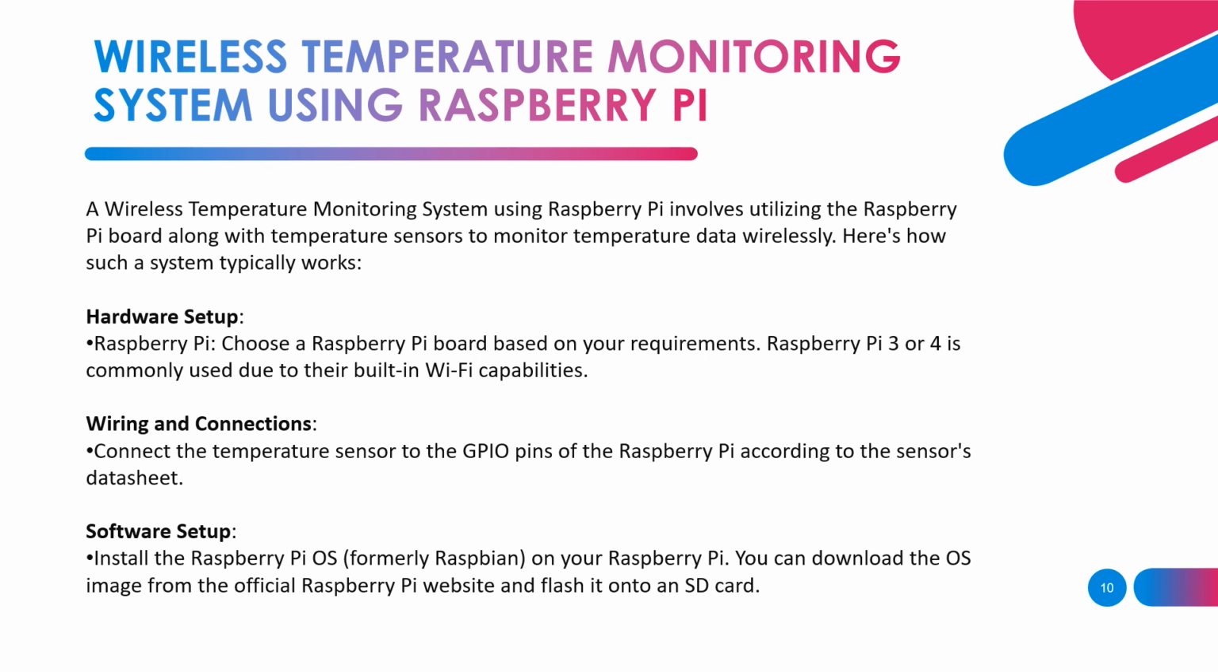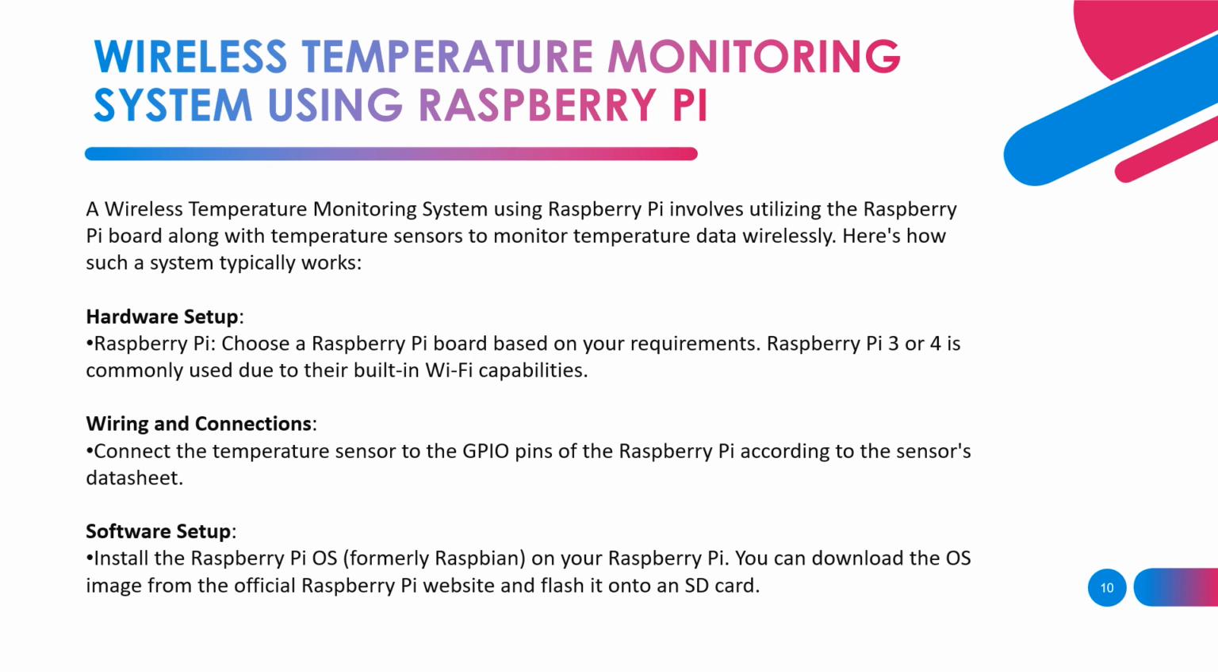Wireless temperature monitoring system using Raspberry Pi. A wireless temperature monitoring system using Raspberry Pi involves utilizing the Raspberry Pi board along with temperature sensors to monitor temperature data wirelessly. Here's how such a system typically works. Hardware setup. Raspberry Pi. Choose a Raspberry Pi board based on your requirements. Raspberry Pi 3 or 4 is commonly used due to their built-in Wi-Fi capabilities.